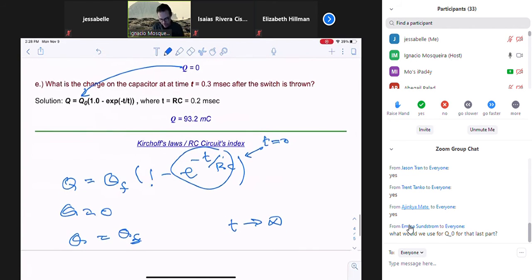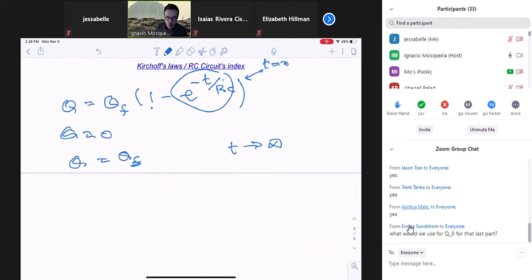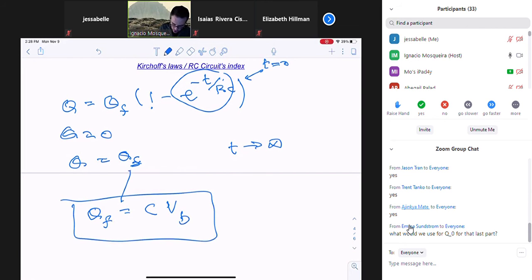Okay, so very good question, Emma. Thank you so much for that, because otherwise this would not be clear. So how do you get QF? QF is the final charge that will be on the capacitor once you've left it hooked up to the battery for a long time. So in that case, once again, the current will go to 0, and QF will be equal to C times the voltage across the battery. So that's the charge you have to put in there.